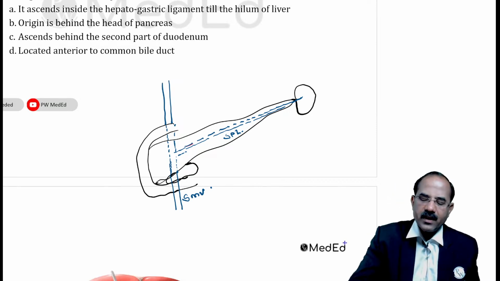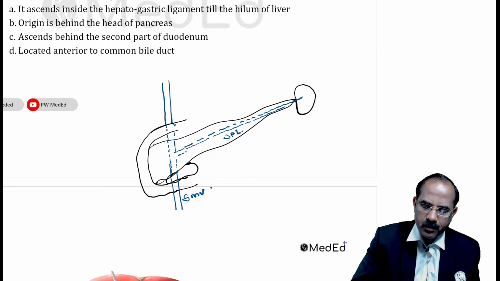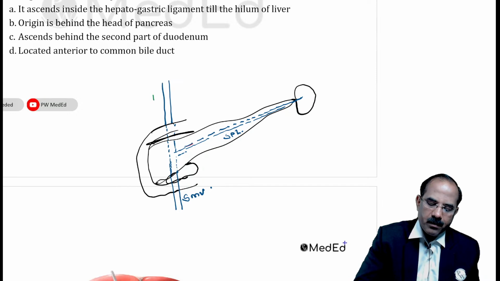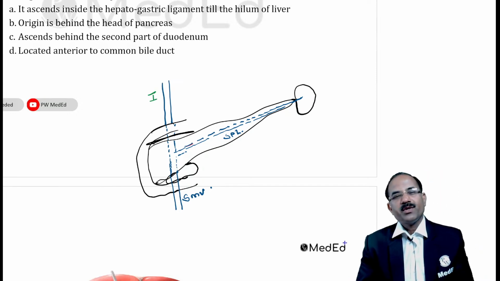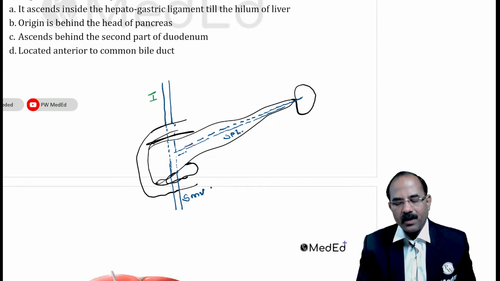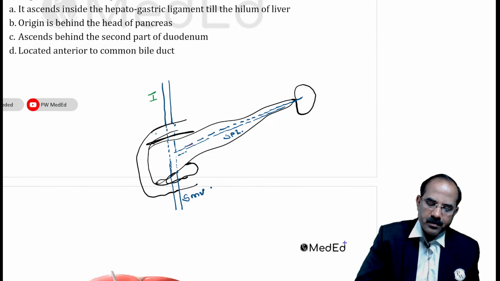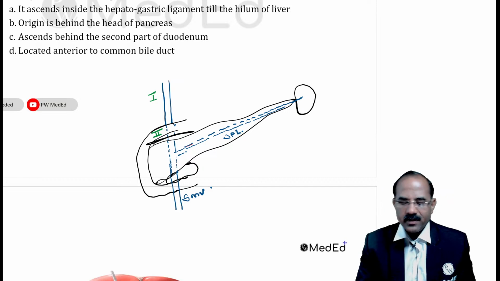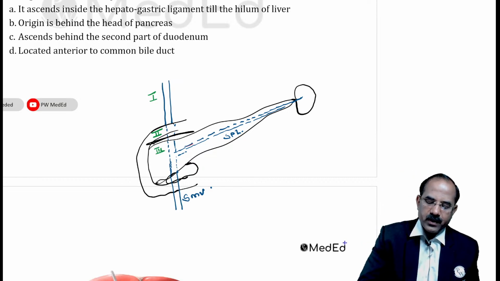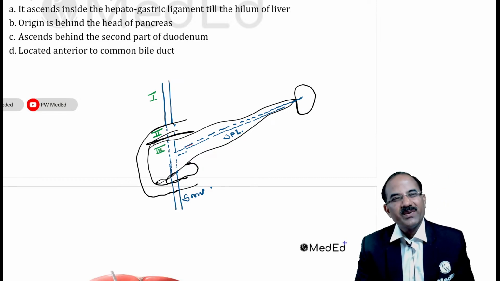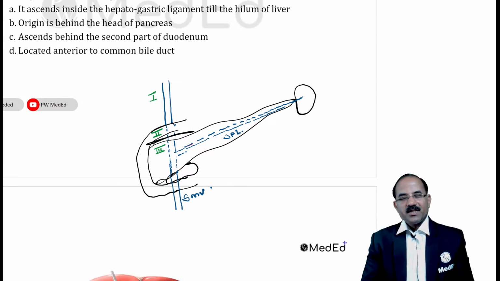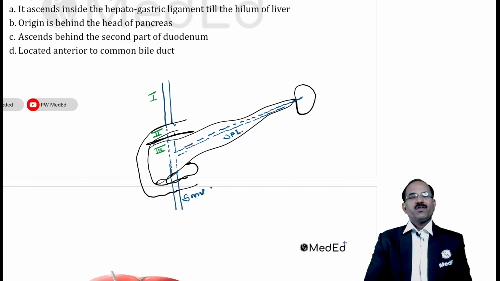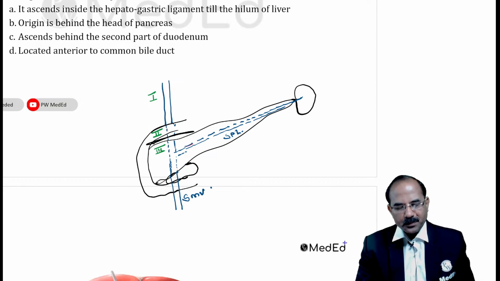Now the portal vein के तीन parts होते हैं. There are three parts of the portal vein. The first part is above the duodenum. That's the supraduodenal. The second part of the portal vein is behind the duodenum. That's the retroduodenal part. And the third part is below the duodenum. That's the infraduodenal part of the portal vein. The supraduodenal, the retroduodenal, and the infraduodenal part of the portal vein. समझ में आ रही है?